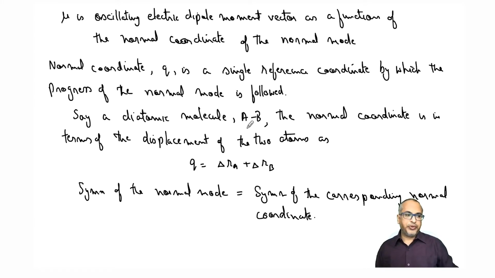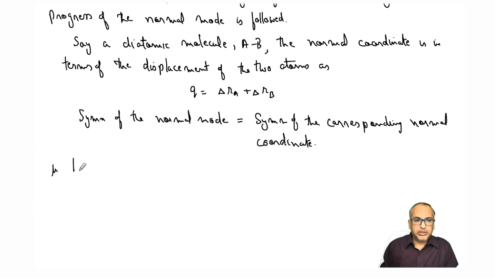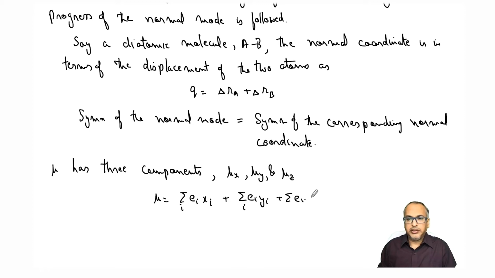Okay, so now let's see what is mu. Now mu has three components. That we have also learned earlier, right? You can express mu as the summation of mu x, mu y, and mu z. And basically mu is nothing but the summation of charges present at different Cartesian coordinate values, right? So you have summation of e i x i, summation of e i y i, and summation of e i z i, right? So that's why mu can be expressed as mu x, which is this part, mu y, which is this part, and mu z, which is this part, right?